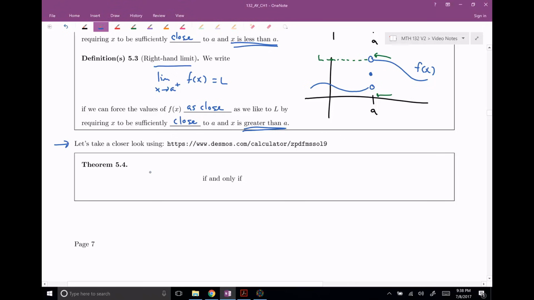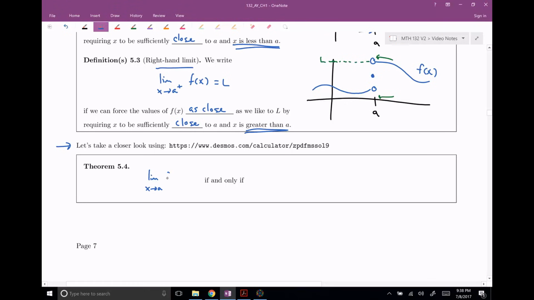It says that the two-sided limit as x approaches a of f of x is equal to some nice real number L if and only if the left-hand limit and the right-hand limit agree and are equal to L themselves. So you need the left-hand limit to equal L, and you need the right-hand limit to equal L. And when that happens, when they both approach the same thing, that's when the two-sided limit exists.